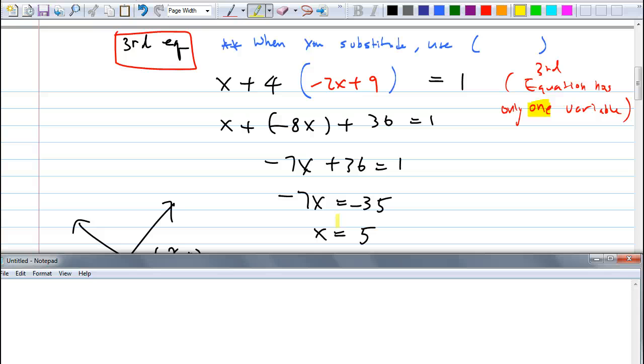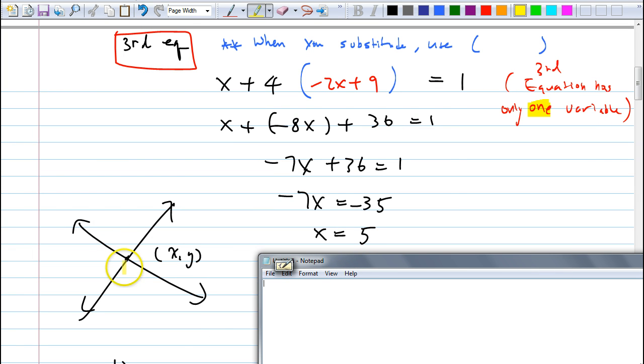And when the two lines intersect, what did your solution look like? Did it look like a number, or was it an ordered pair? It was an ordered pair. Look what we have now. You have to find the y. So we only know the x coordinate of this ordered pair. We don't know the y coordinate. Remember, last time when the two lines intersect, the solution is an ordered pair. So how am I going to find this y coordinate?